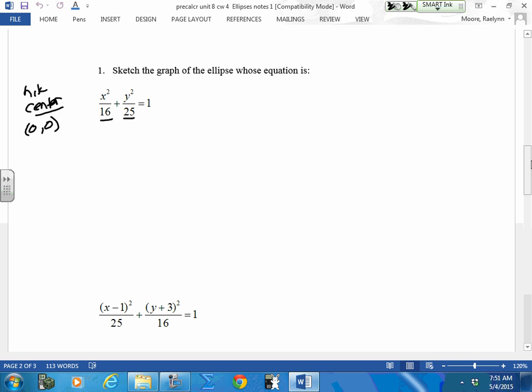What's the larger number? 25. This becomes a squared. This becomes b squared. This guy is our major axis. Because it's on the y, it means it's going to look like this. Okay, so we're going to start with the sketch. We have a 0, 0 center.